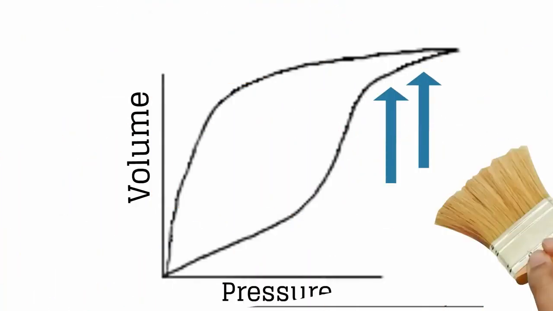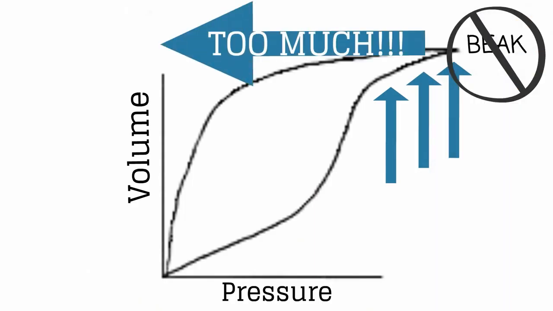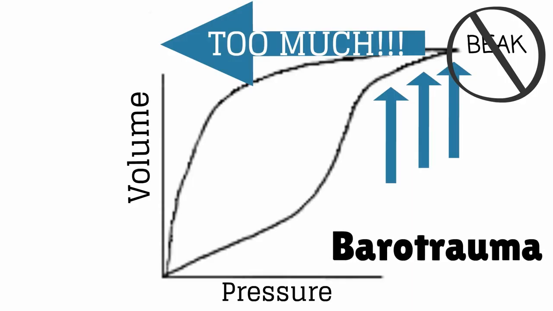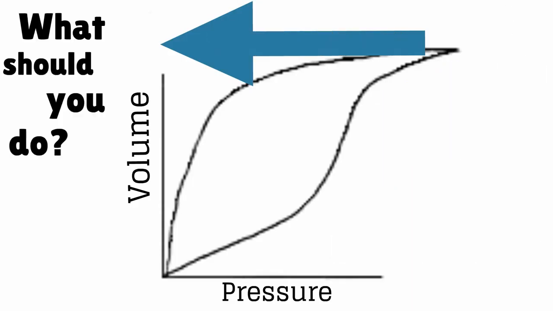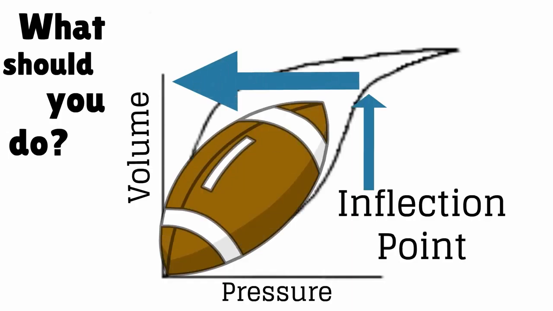What if the graph looks like this? Well, this normally means that you're giving too much volume, and the pressure in the lung is drastically increased, and that is not good. So what should you do? Well, you should decrease your volume down to this inflection point so that it looks like a football again.